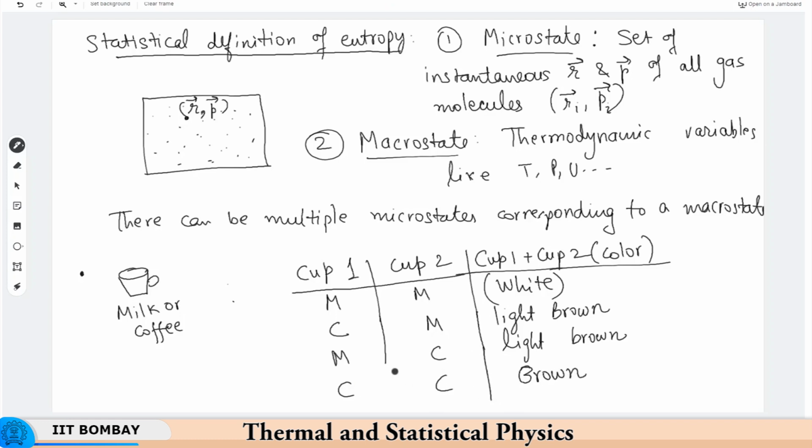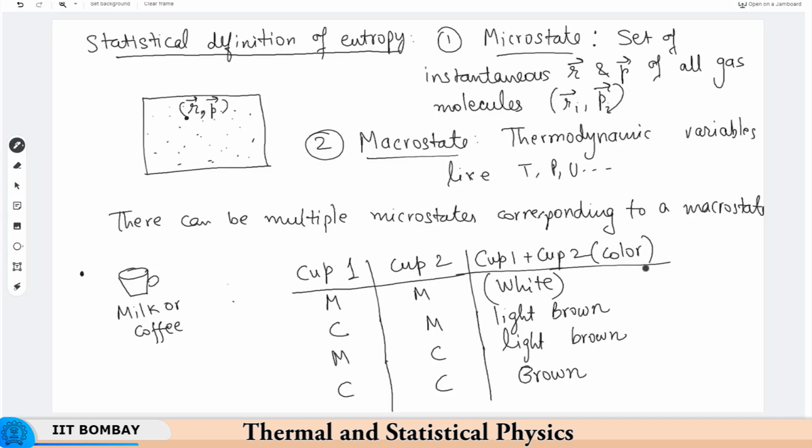Okay. So what I am saying is, corresponding to every microstate, now what is the equivalent of microstate in this case? That is the element which is present in the cup, whether it is coffee or whether it is milk. But when you mix them together, when you make a system out of it, you can only measure a thermodynamic variable, for example color. All you can observe is color, and it does not matter whether cup number 1 has coffee and cup number 2 has milk, or vice versa, you will always see a light brown color.